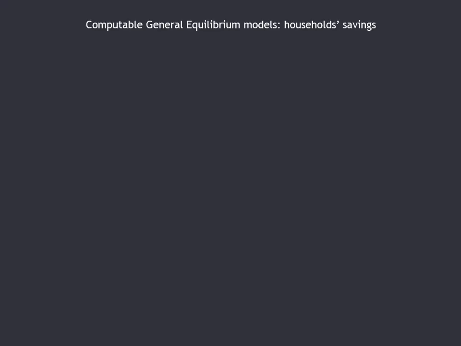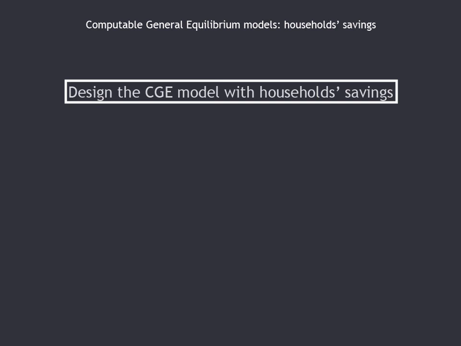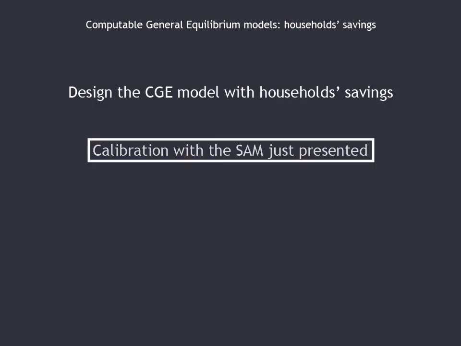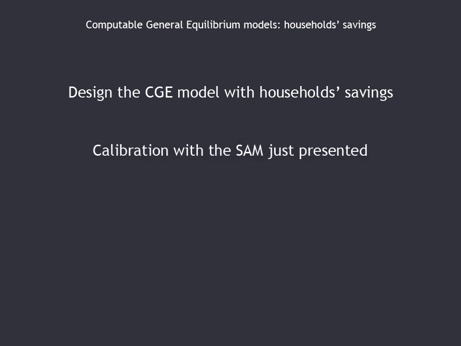So what I would like you to do is to design this computable general equilibrium model with Outsold Savings. You have to calibrate this model with data from the social accounting matrix that I have just presented. There is no difficulty except maybe for the marginal propensity to save, but you can obtain this propensity very rapidly from the division of the total amount of savings by the disposable income.